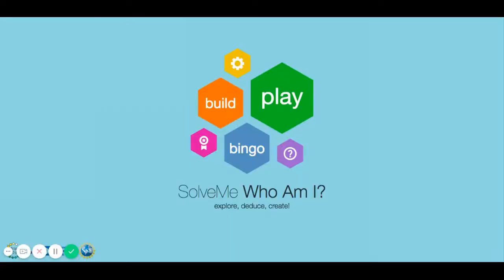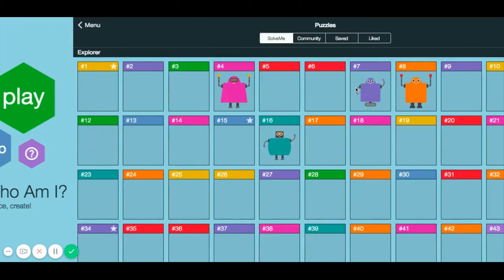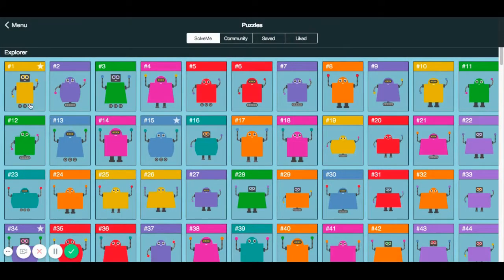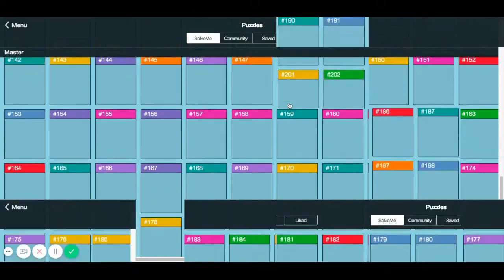All right, the challenges this week are called Solve Me, Who Am I? And they are similar to what you did last week with the mystery grid in terms of how you navigate to the challenges, but what you're going to be doing is different. So you'll just go to the website, you'll click on play, and then similar to last week, there are lots of different levels. The smaller the number, the easier the puzzle. The higher the number, the more difficult.